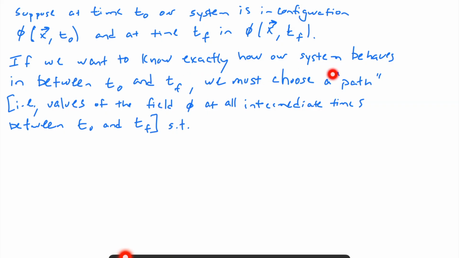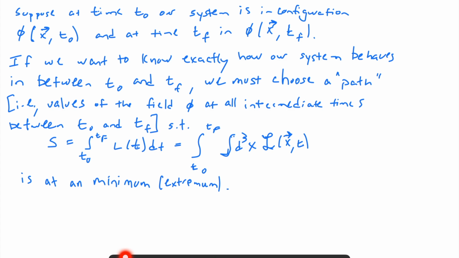If we want to know exactly how our system behaves in between time t0 and tf, meaning what is the value of the scalar field at every intermediate point in time, we must choose a quote-unquote path. A path, by definition, is you tell me one specific set of values between t0 and tf that the scalar field will occupy at every given point in space, at every given point in time between those two times. The values of the field phi at all intermediate times between t0 and tf, such that this action is at a minimum. So it's the same exact principle that for any given path, we start at t0, we have a specific value of phi at every given point in space.